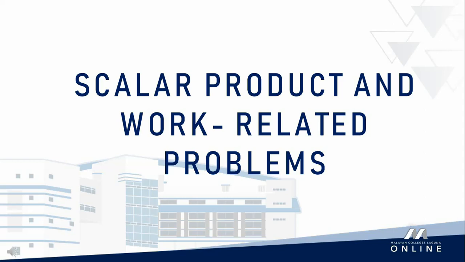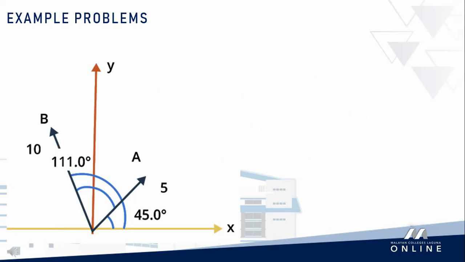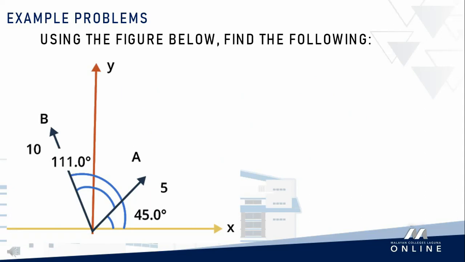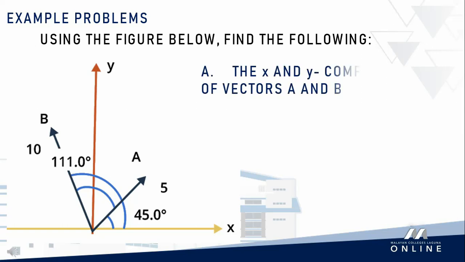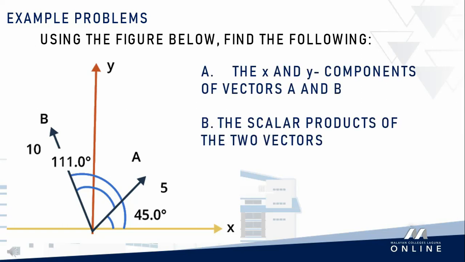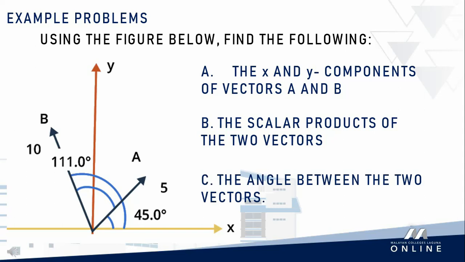Let us try to solve more difficult examples concerning scalar product and work. For example number 1, using the figure on your screen, find the following: the x and y components of vectors A and B, the scalar product of the two vectors where vector A is 5 and vector B is 10, and the angle between the two vectors.